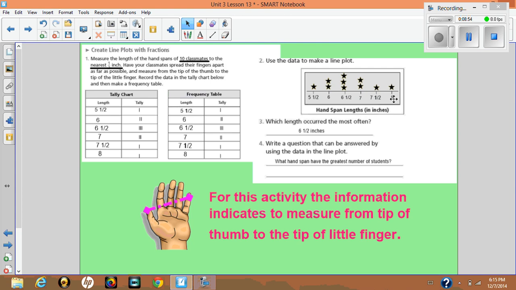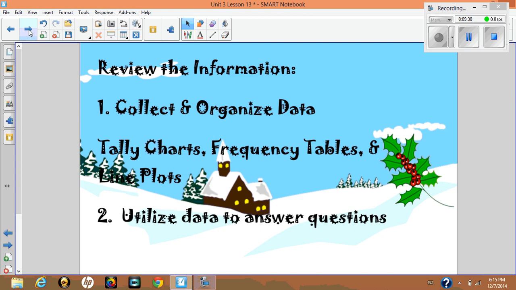Which length occurred the most often? Clearly, it is 6.5 inches. Now I came up with a question. What hand span has the greatest number of students? So write a question that can be answered by using the data in the line plot. We could simply say how many students have hands smaller than 6.5, how many students have hands larger than 6.5. Simply identifying how many students and quickly using this tool to explain information. It organizes it and makes it easy to read.